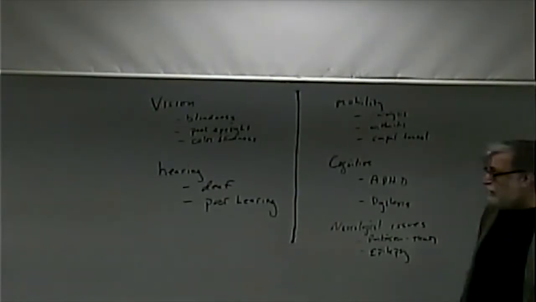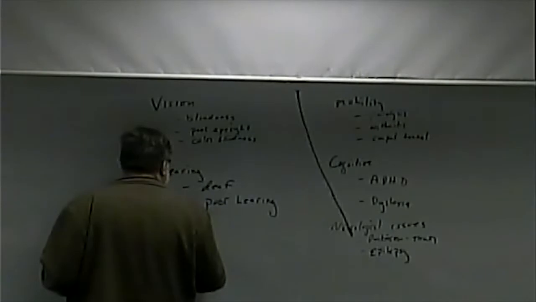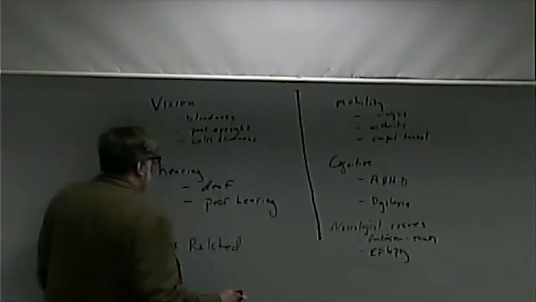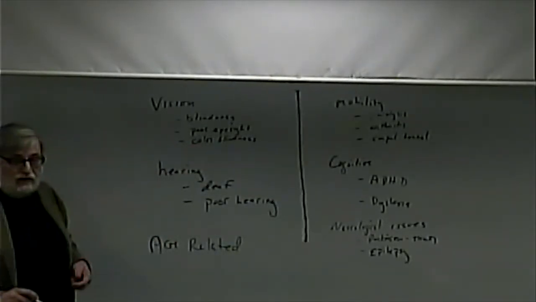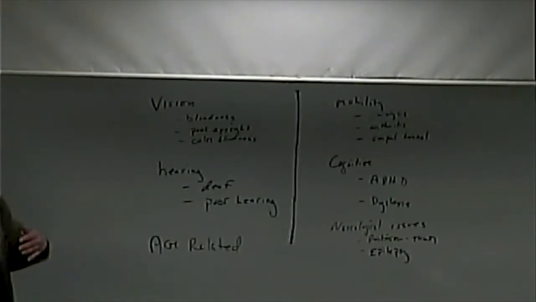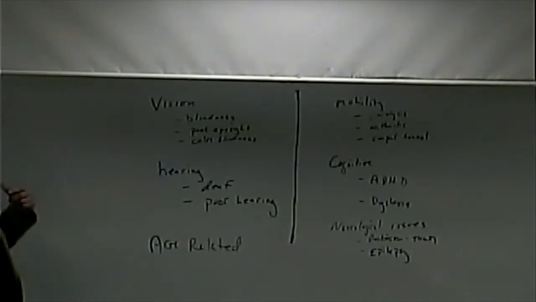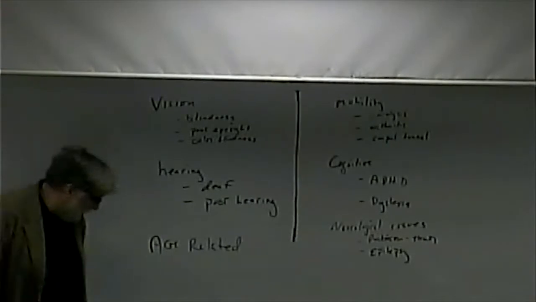And the one thing we identified too is age-related conditions, which could consist of bits of all these, right? People older than a certain age are going to have some arthritis in their hands, more than likely. They're going to have some problems with their vision, some problems with their hearing, and so on down the line.